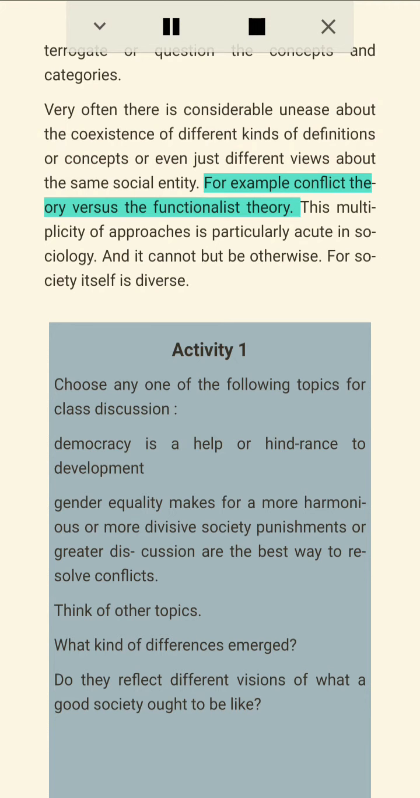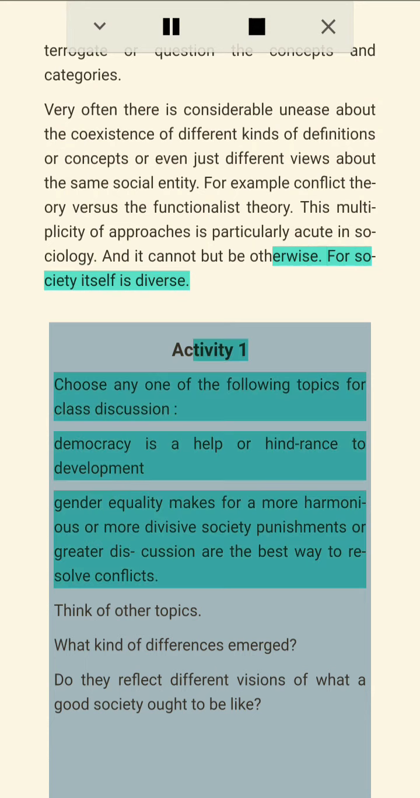For example, conflict theory versus the functionalist theory. This multiplicity is sociology, and it cannot but be so, for society itself is diverse.